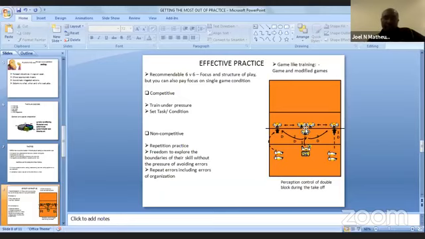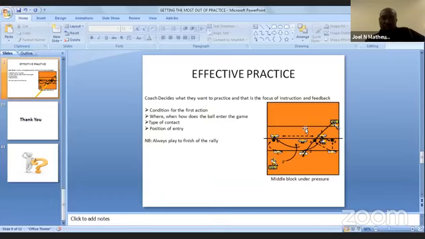And then I want to continue. Coaches decide what they want to practice and what they focus on for instructions and feedback. The coaches in this regard must decide on the condition for the first actions. And if you can see in the picture there, middle blockers under pressure, the coach is initiating the actions. This is training in block, the block skill, where we put the middle blocker under pressure.